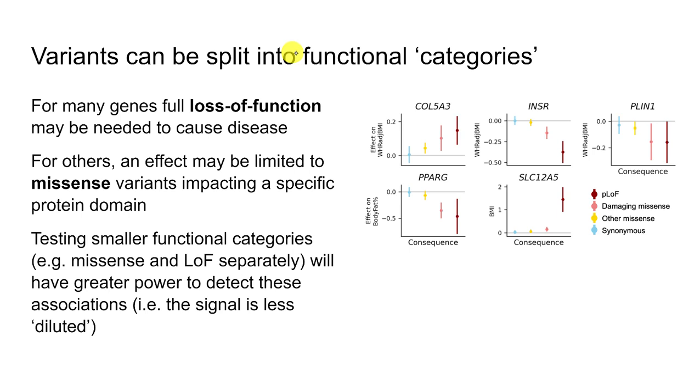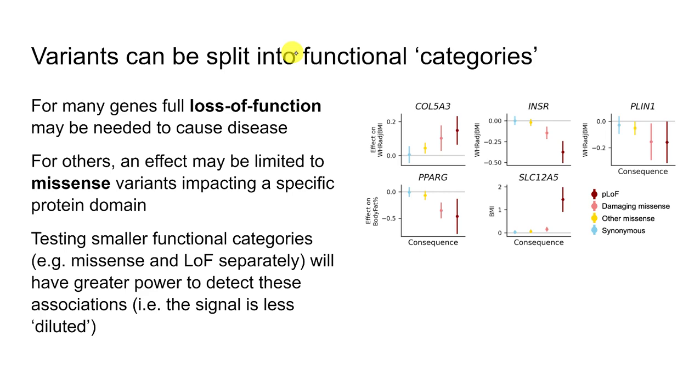So a couple more considerations when you're doing this sort of gene-based testing. For many genes, you need a full loss of function variant to cause disease. But there are also cases where just missense variants, not necessarily full loss of function but impacting a certain part of the gene, can matter. So it's important to stratify these variants when you're doing gene burden testing, to give you more power to detect the associations specific to each of those variant classes.